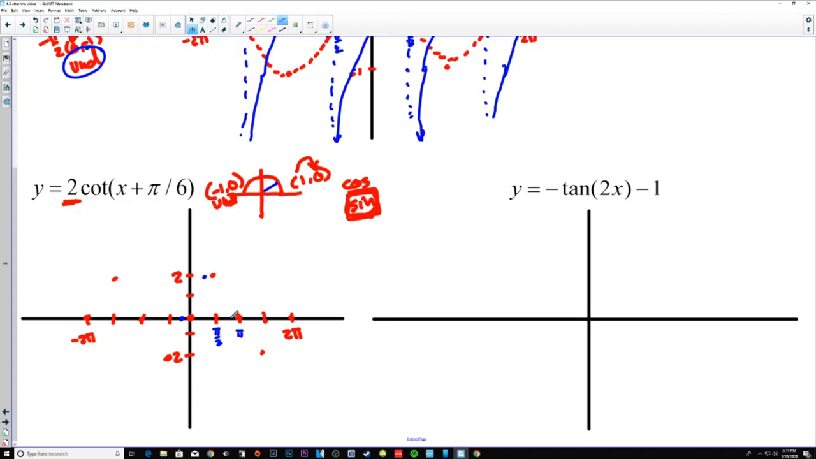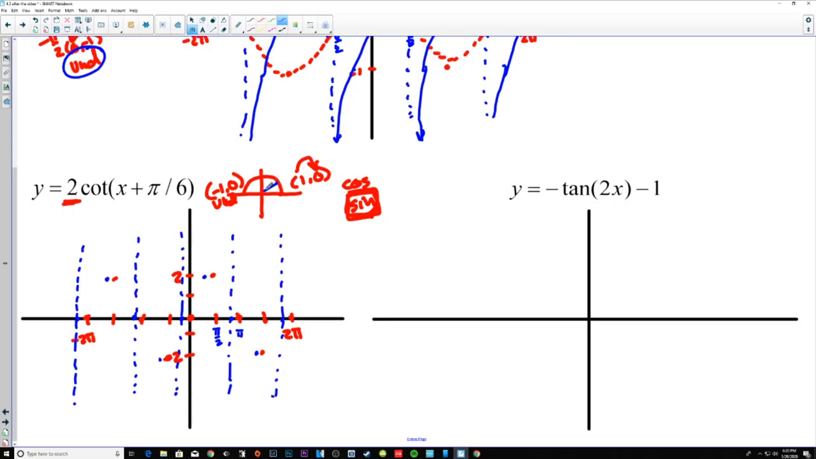Here, here, left pi over 6 and left pi over 6. So then here, there, a little bit over and a little bit over. Now anywhere sine touches the midpoint, cotangent is going to have vertical asymptotes. So there's another one right here. Another one, and one more right there.